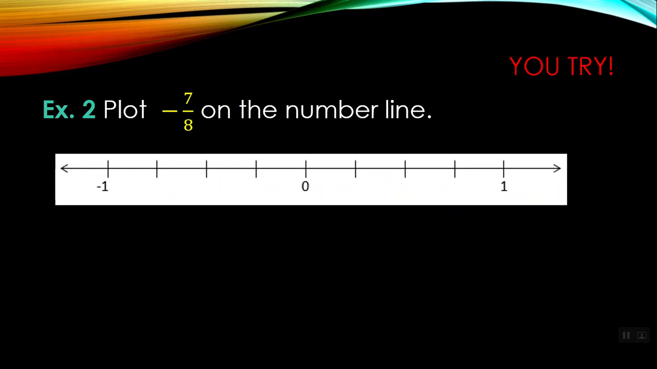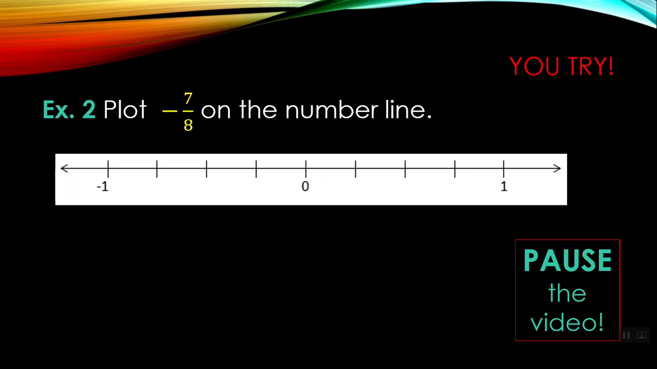All right, example 2, I'd like you to try this one: -7/8 on the number line. You're going to need to figure out the decimal approximation by dividing, and then plot that on the number line. At this point, go ahead and pause the video, do that work on your note sheet, and start up the video again when you are ready to check your answer.